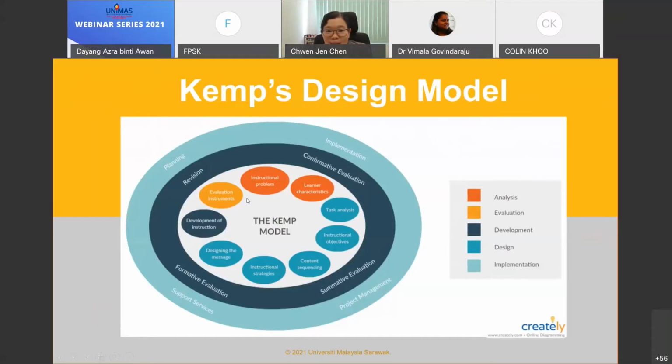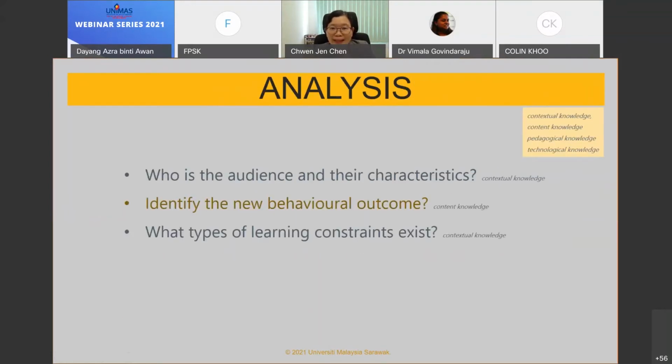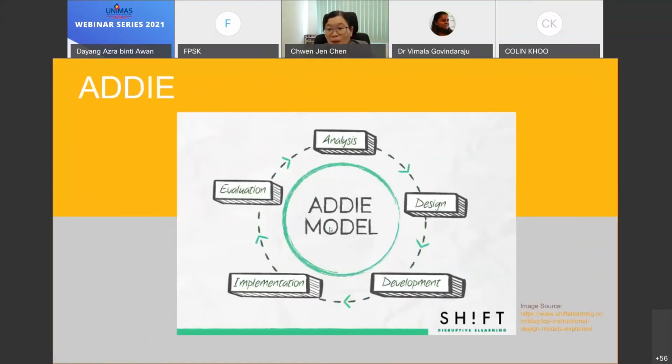So if certain parts can be combined, they become ADDIE. But somehow this model gives more details and description, and it is also more flexible. Just now in the ADDIE model, you can see that the arrow is actually very linear. One way. For analysis, you go to design, development, implementation, evaluation. It's just one linear way.